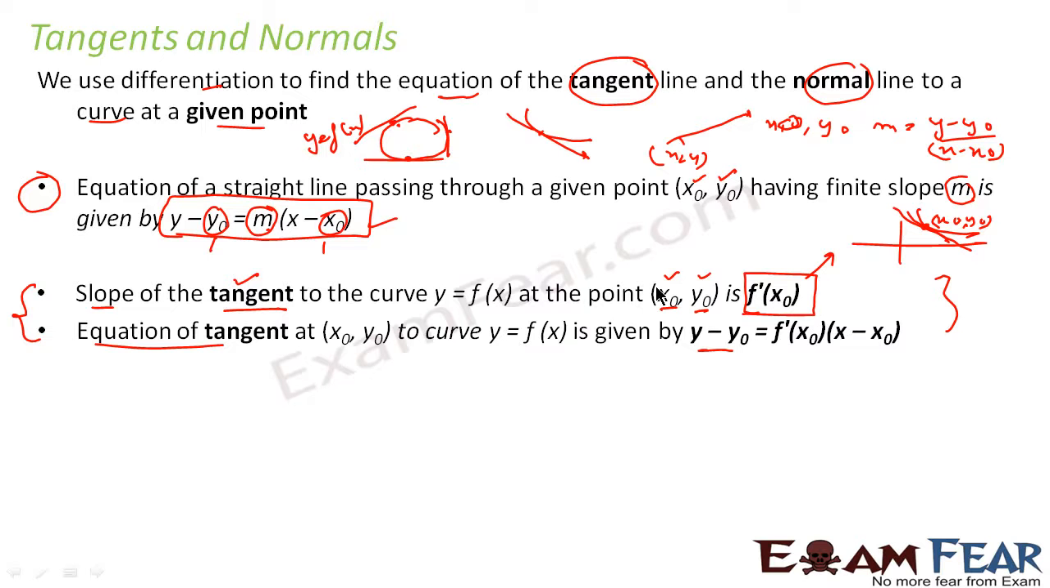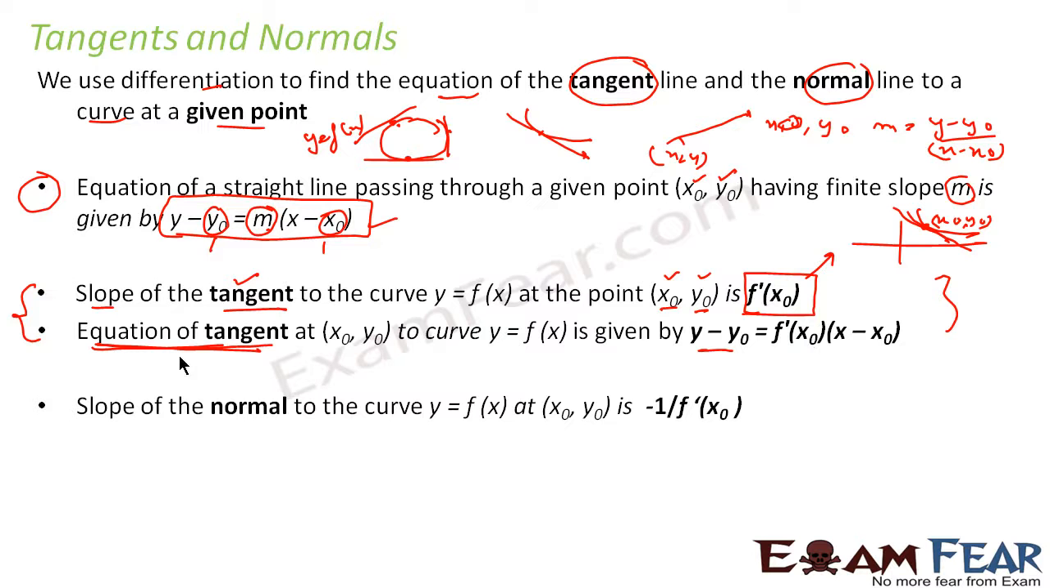This we have learned. So once I have the slope, I can get the equation with this general formula, y minus y0 is equal to m. Instead of m, I'm saying f dash x0, because I'm finding the equation of tangent here. Please note, I am finding the equation of tangent, so m is equal to f dash x0. Now the same thing if I want to do for the normal. For normal, my slope is minus 1 by f dash x0.